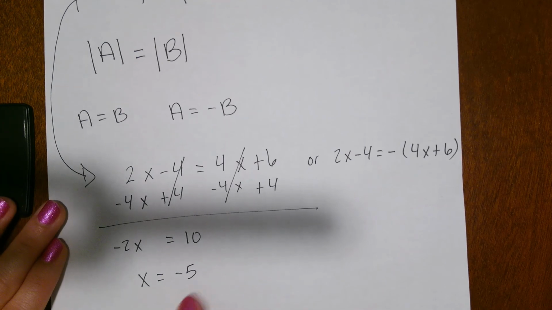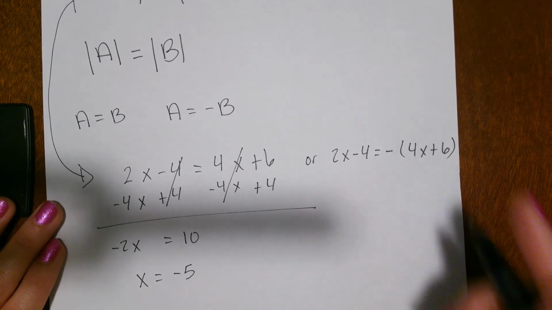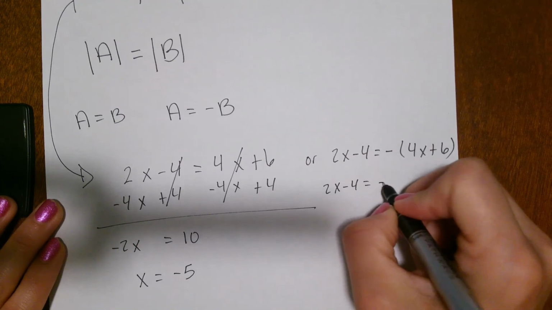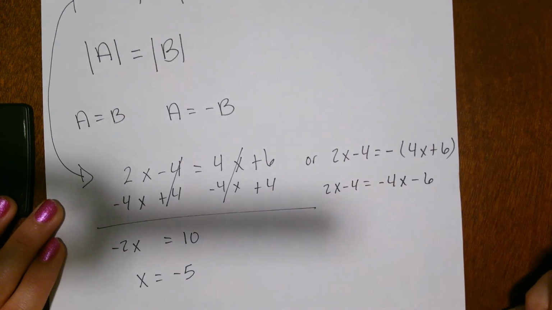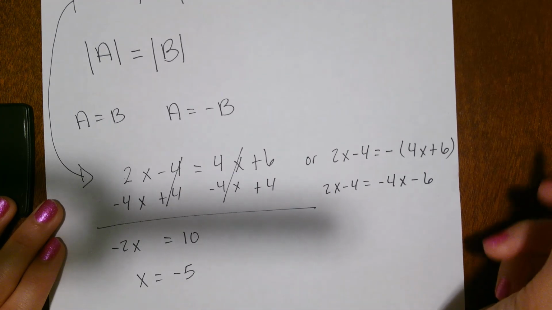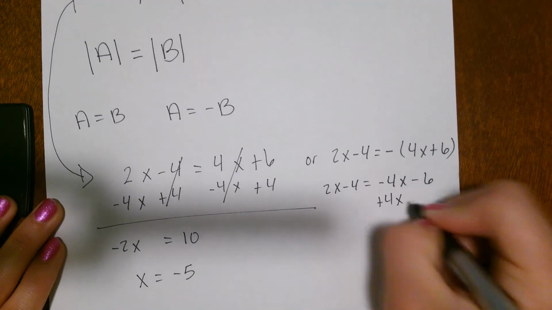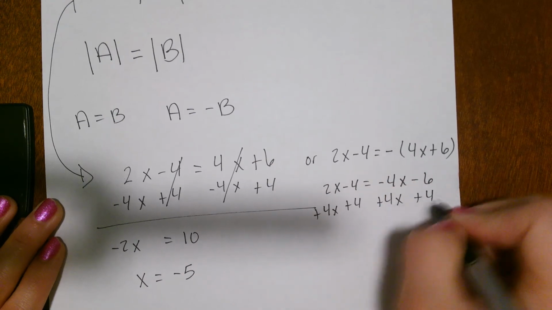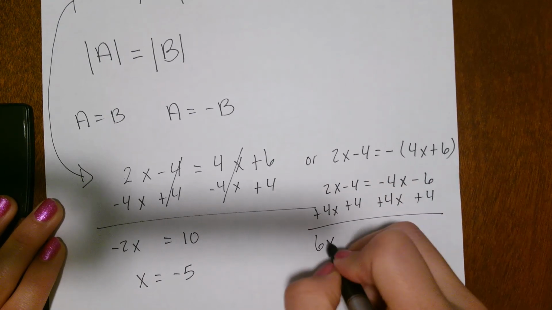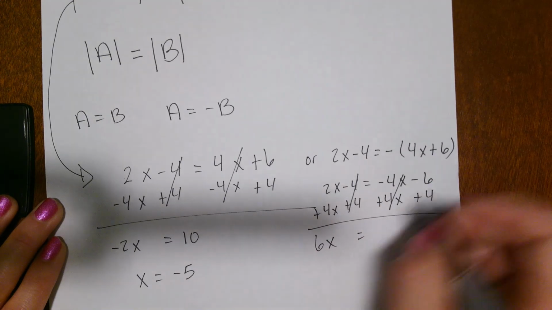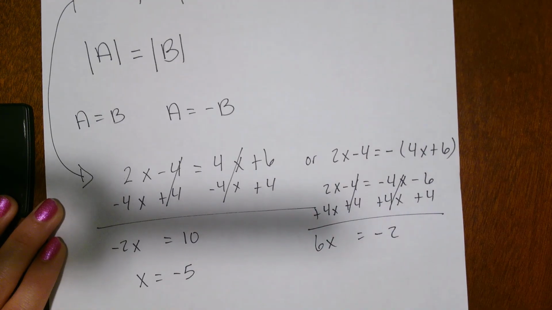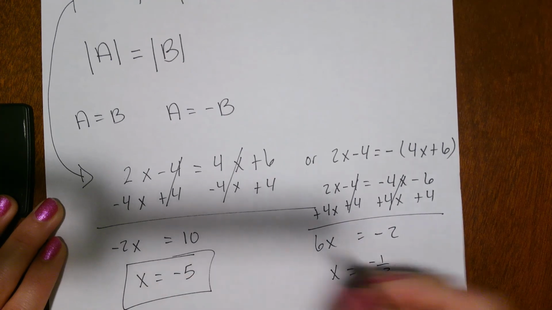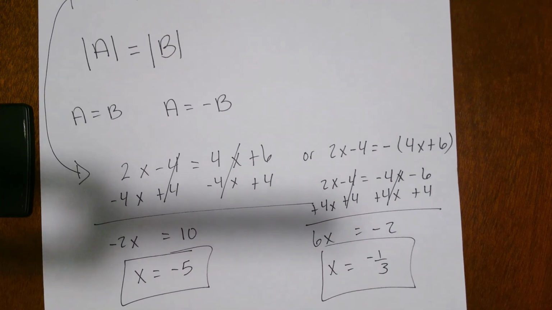Solving the second equation here, I'm going to distribute that negative, so I get 2x minus 4 equals negative 4x minus 6. Still linear, still have the same goal in mind. I'll add 4x to both sides, add 4 to both sides, so I get 6x is equal to negative 2. So x is equal to negative 1/3. My two solutions.